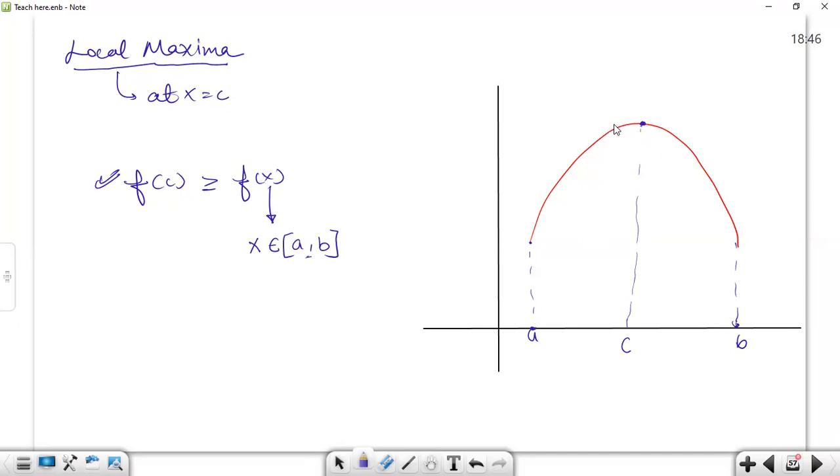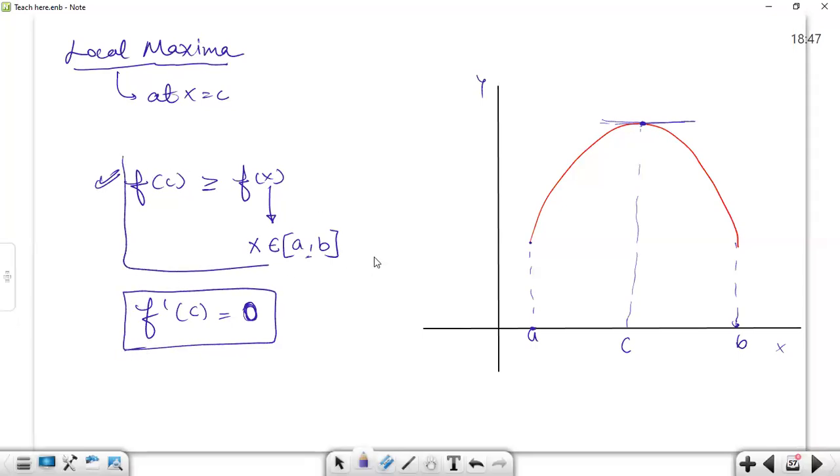At c, as you can see, if we take the tangent, the tangent makes an angle of 0 degrees with the x-axis. So basically the slope, the differentiation f dash of c, is 0. This is how local maxima is defined.